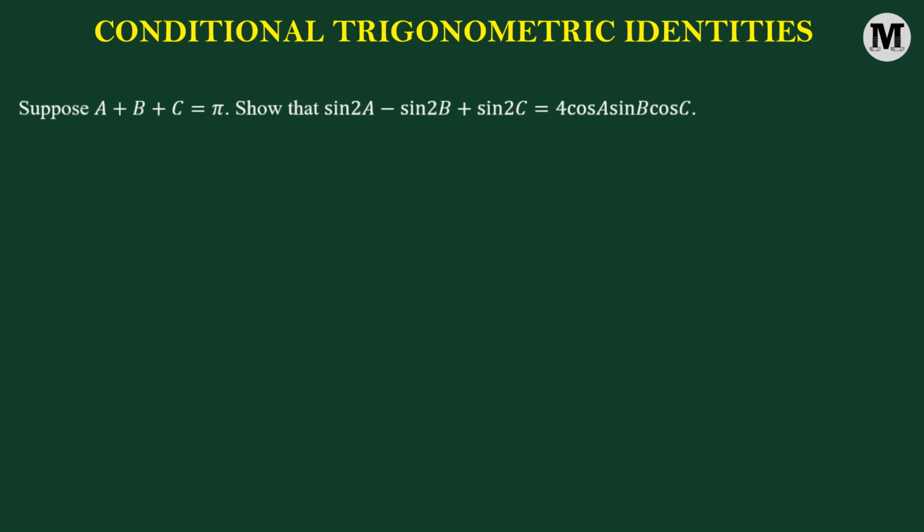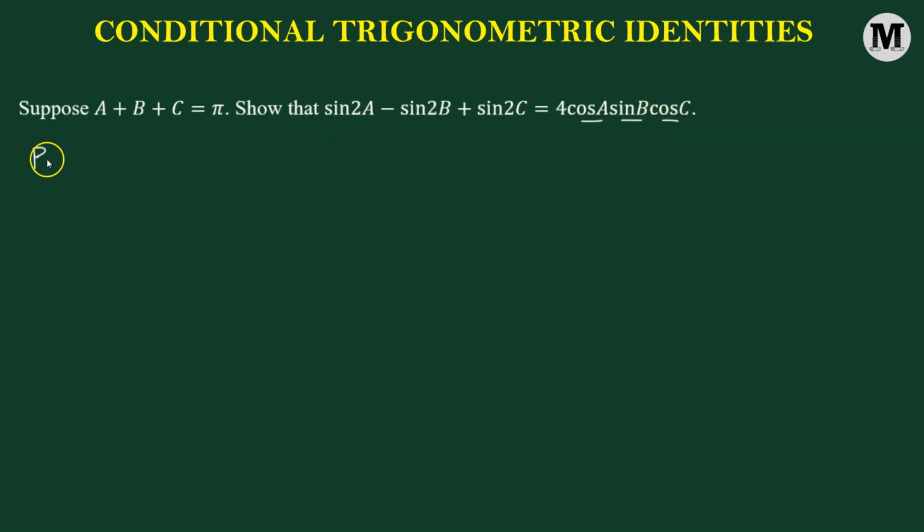Suppose A plus B plus C equals pi radians, then we need to show that sine of 2A minus sine of 2B plus sine of 2C equals 4 times the product of cosine of angle A, sine of angle B and cosine of angle C.